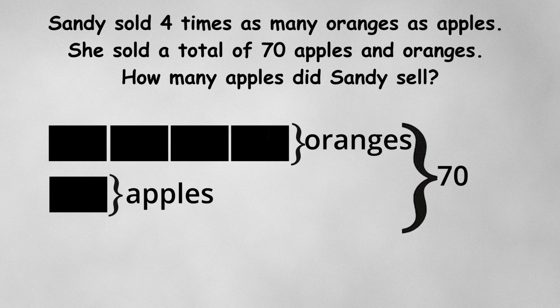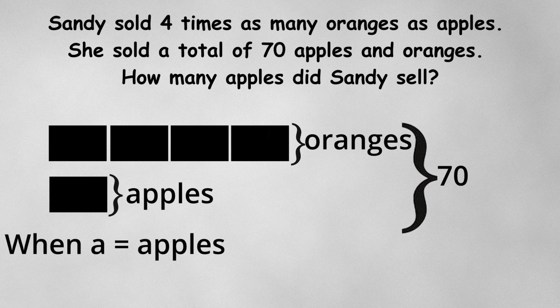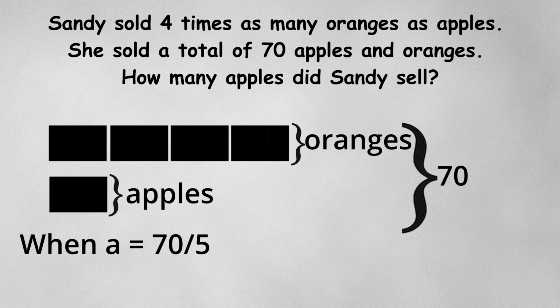So we are going to use A as a variable for apples. 70 total means 4 of the units there are oranges and 1 of them is apples. So when we divide it by 5, we'll be able to find A. So I'm gonna put A equals 70 over 5.